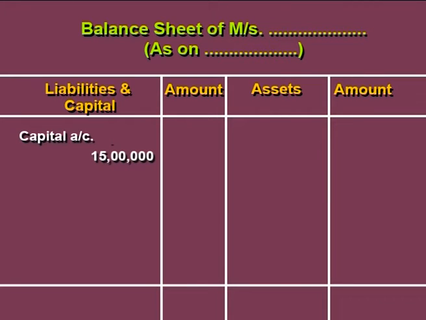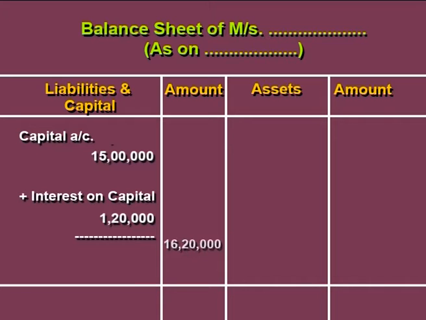of 15 lakh rupees taken from the trial balance is shown in the inner column on the liabilities and capital side. Thereafter, interest on capital of 1,20,000 rupees is added to it, making your capital after this adjustment 16,20,000 rupees.